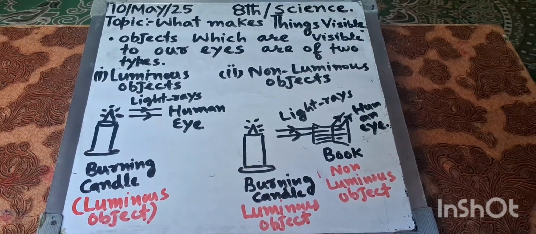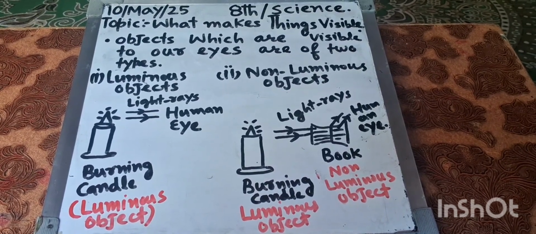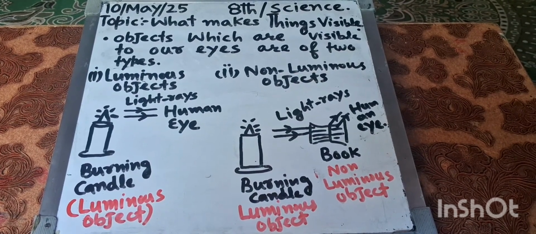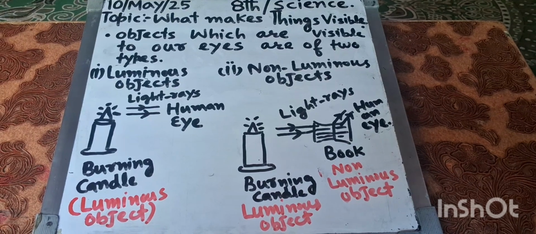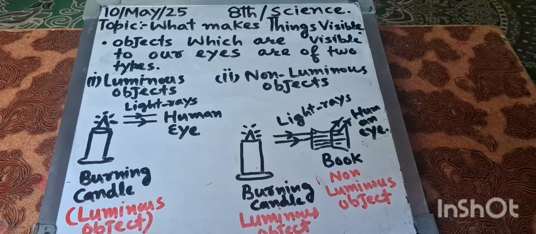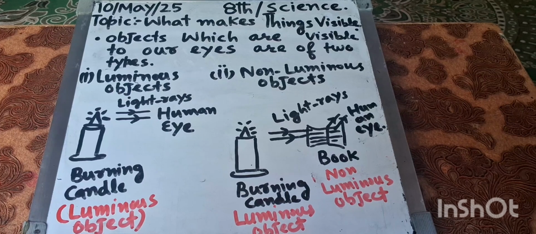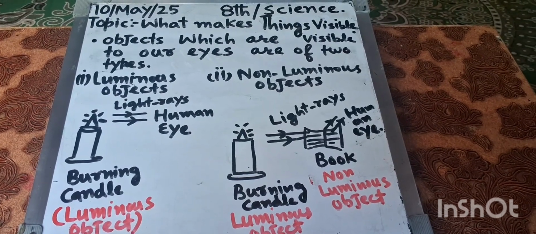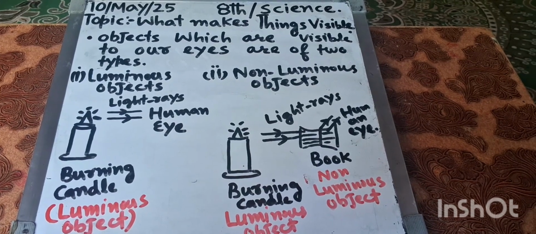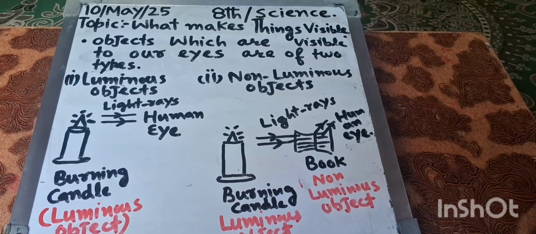On the other hand, non-luminous objects are those objects which cannot produce and emit their own light. For example, earth, trees, plants, books, pen. Now we will try to learn how we can see a luminous object. The light rays that are emitted by luminous objects directly enter our eyes, and we are able to see the luminous objects. For example, here a burning candle. The light rays that are emitted from luminous objects such as a candle enter our eyes and we are able to see the burning candle.